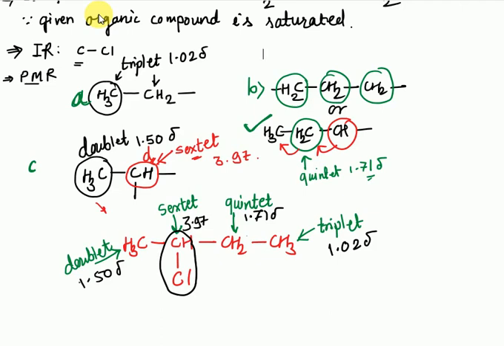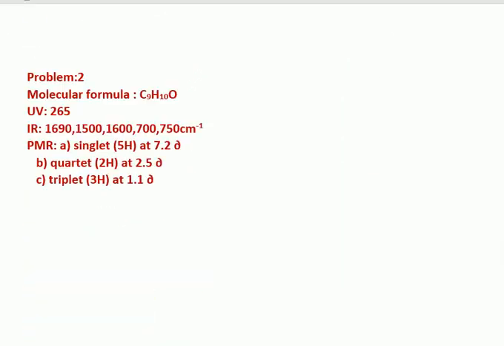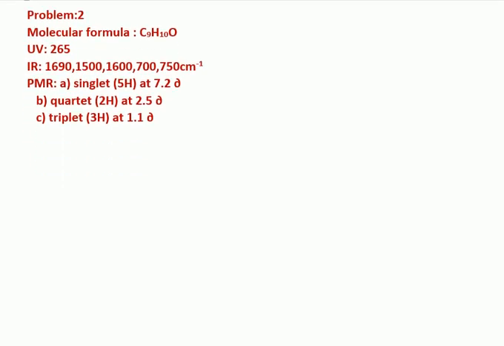Let us see the next problem, where the molecular formula is C9H10O. UV is given as 265. The UV value of 265 indicates the presence of a benzene ring. Then IR is given as 1619, 1500, 1600, 700, 750 per centimeter.